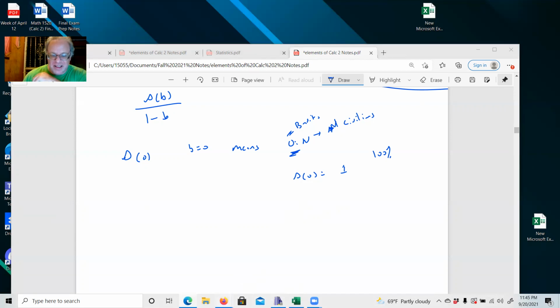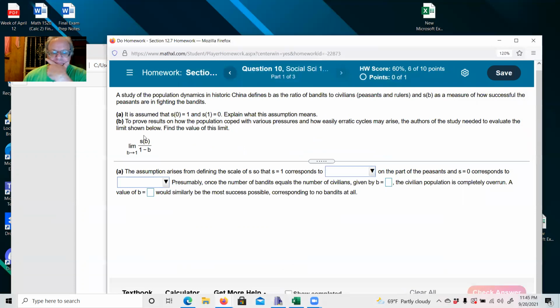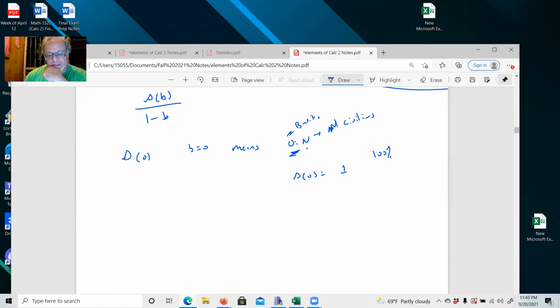All right, and then they're saying S of 1 is equal to 0. So in this case, a B of 1, when B equals 1, that means there are as many bandits as there are peasants, as there are civilians. So if you have 100 bandits, then we have 100 civilians. 100 to 100, that cancels, and we get 1.